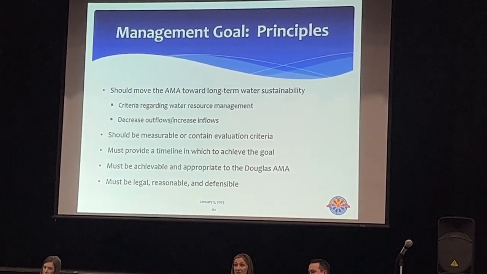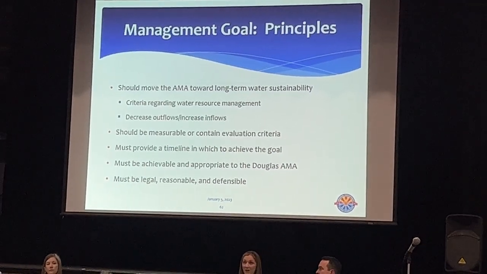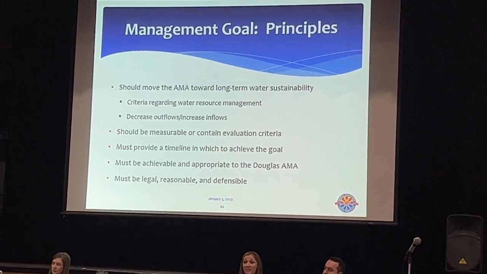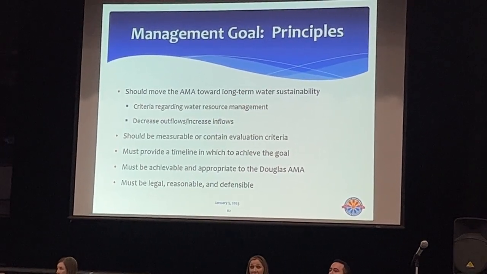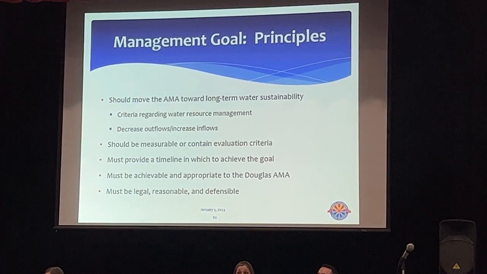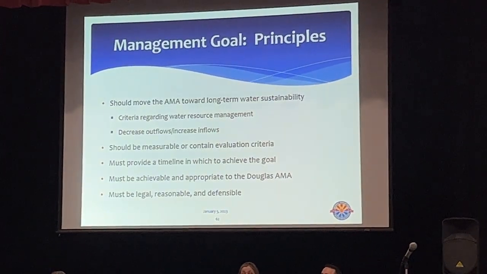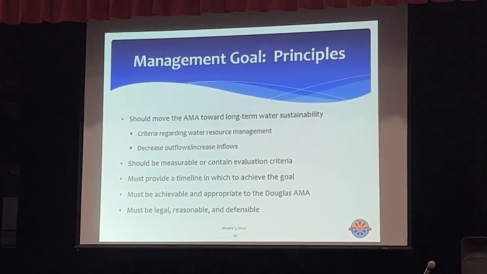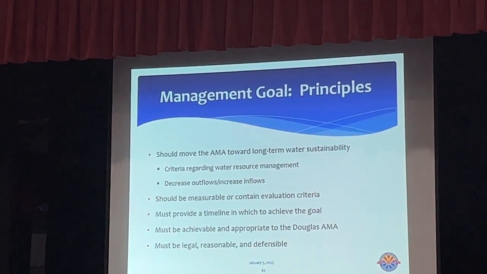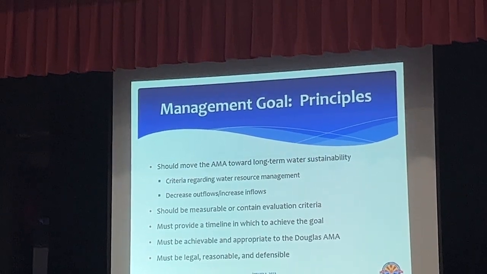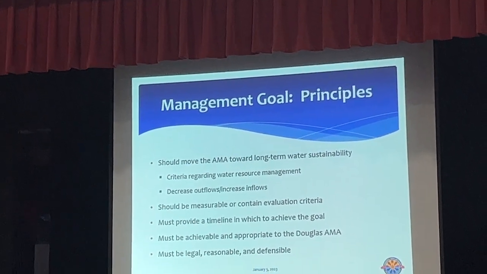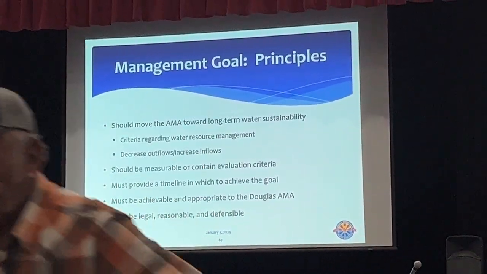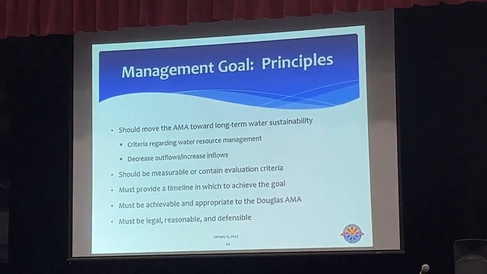We should be able to actually look at whether we are succeeding in making progress toward that goal or not. And by statute, it must contain a timeline in which we are targeting to achieve the goal. It must be achievable and appropriate to the Douglas AMA. This is a Douglas AMA specific goal, so obviously we want to customize it for this area. And ultimately, it just has to be defensible. We have to make sure that we're not proposing something totally outlandish, so it has to be legal, reasonable, defensible.